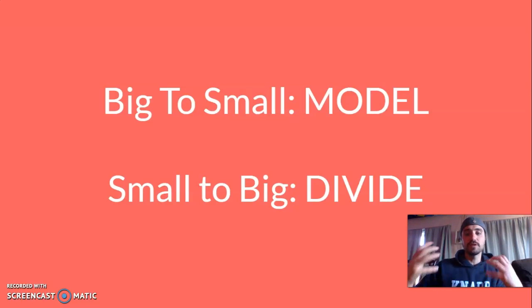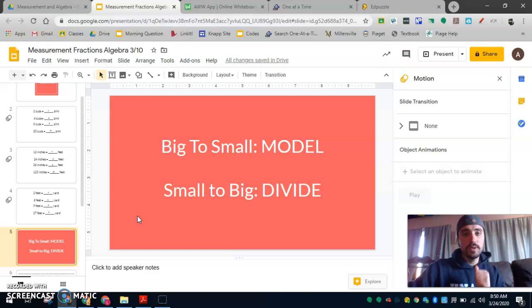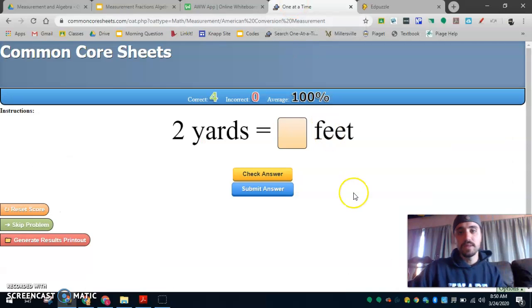But this is instruction for everyone to get an idea of what we can do. So what you're going to be doing independently is the one at a time that is posted, that is connected to this post. All right, so we're going yards to feet. I'm going to do 2 examples, and then you're going to work on your own. Yards to feet. Well, that's a bigger thing to a smaller thing.